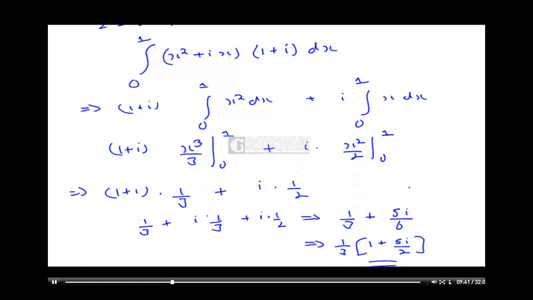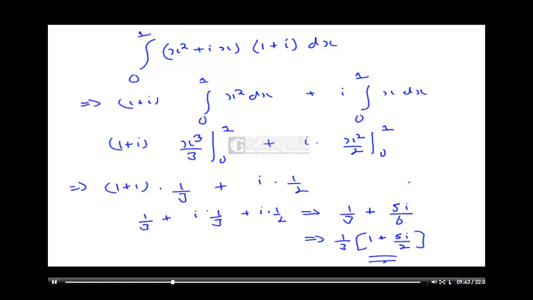Okay, now to find this integral for y equal to x square, we have to substitute y in place of x square. So that will become z equal to x plus iy, so z equal to x plus i x square. Substituting this, and getting the answer, we'll get the result. Similar process.